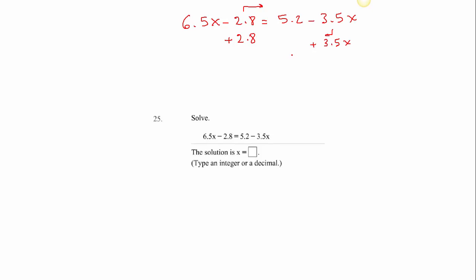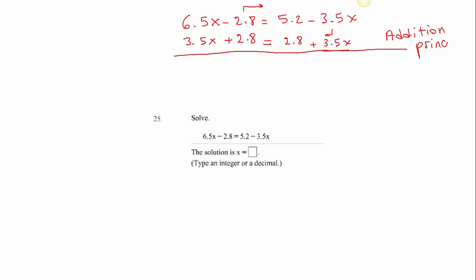So I like the way of moving the x to one side, moving the constants to the right side. Because I added 2.8 here, I have to add 2.8 here. Because I add 3.5x here, I have to add 3.5x here. So you have to be consistent by adding the same number to both sides, otherwise the equation will change. And this is called the addition principle. You add the same number to both sides of the equation.